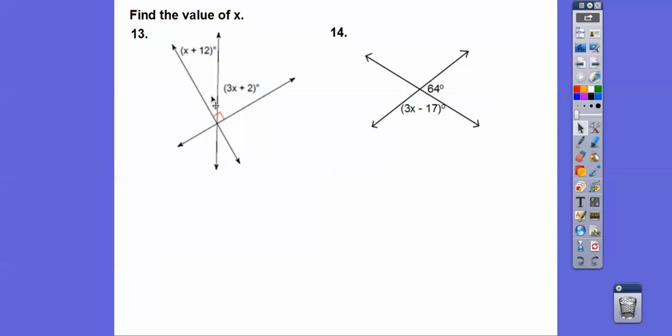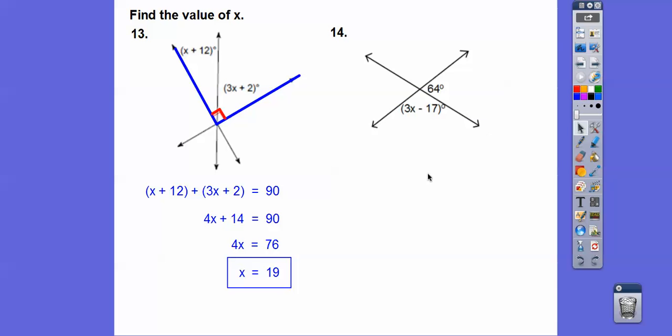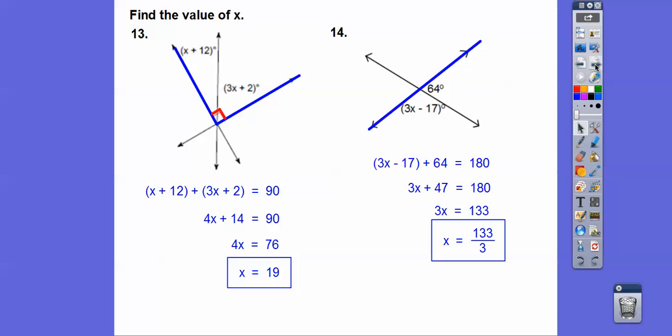All right, so this one here. This right angle tells me that this angle plus this angle equals 90, so when we add those up we get 19 right there. And then here these two angles, because of the straight line, equal 180, and I think I got a fraction on that, so yeah I did. So there's the answer to that one.